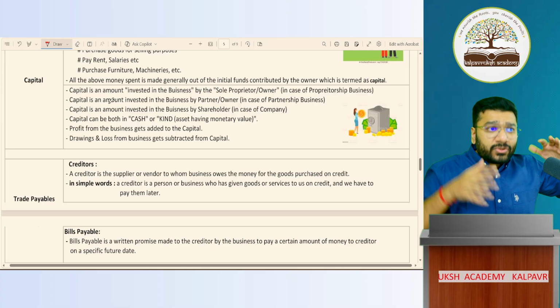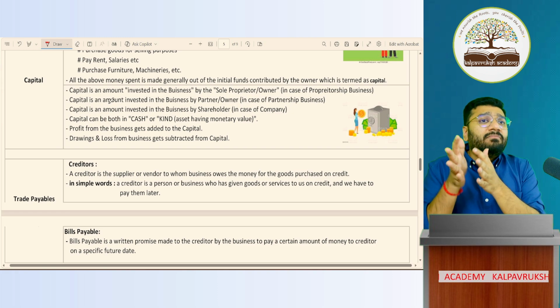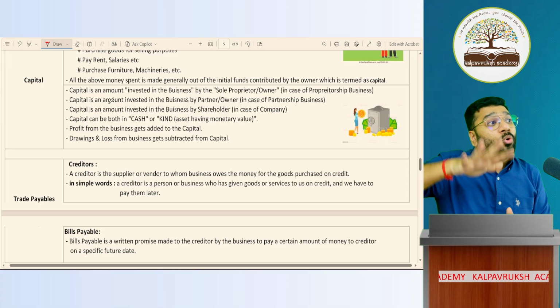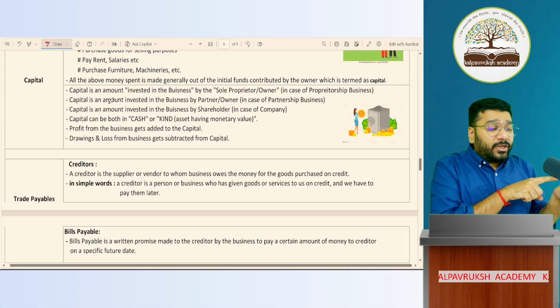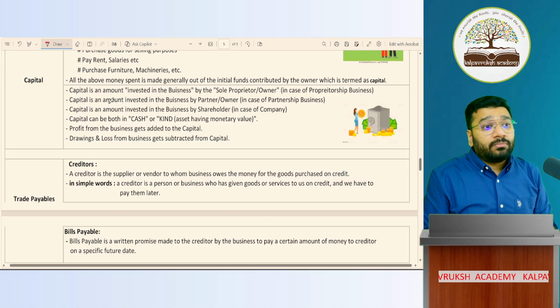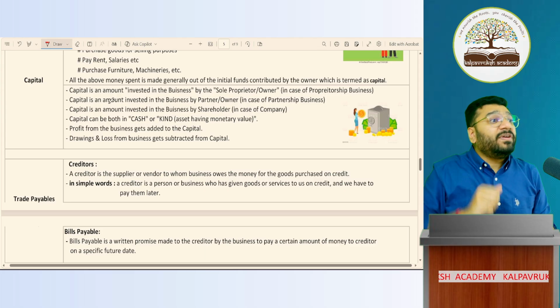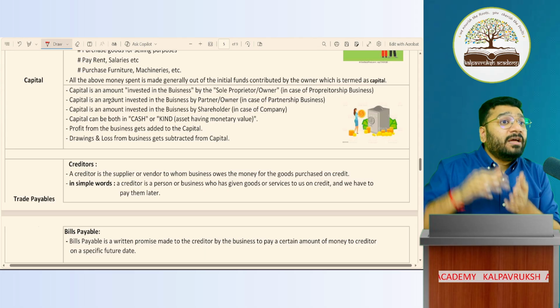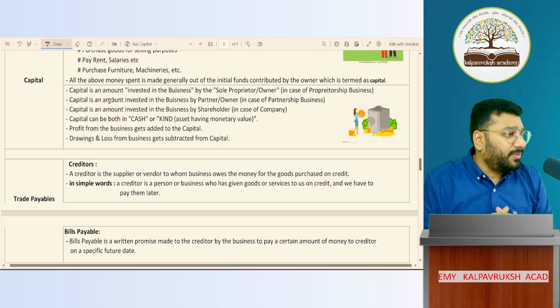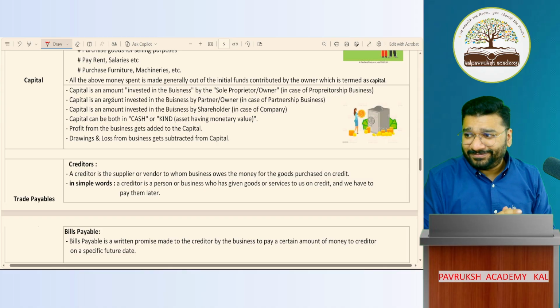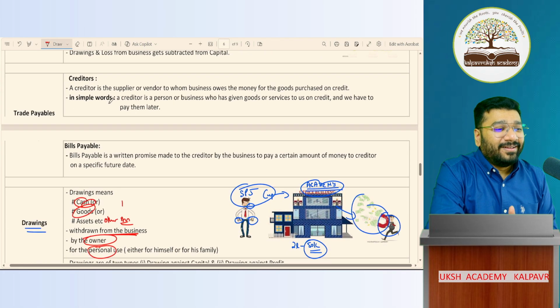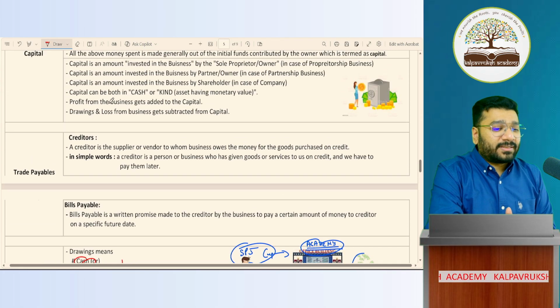Clear or not clear? So like that, when the owner is giving money in the form of capital, it has its own features, advantages and disadvantages. But when the owner is giving the money in the form of loan, then that money has its own features, advantages and disadvantages, which I'll discuss in depth only in 12th standard. Got it, not got it? Your doubt? One year I have to wait. Everything will be discussed.